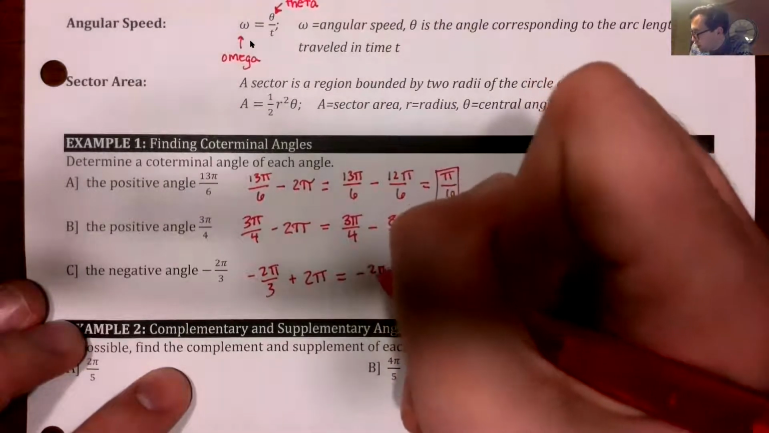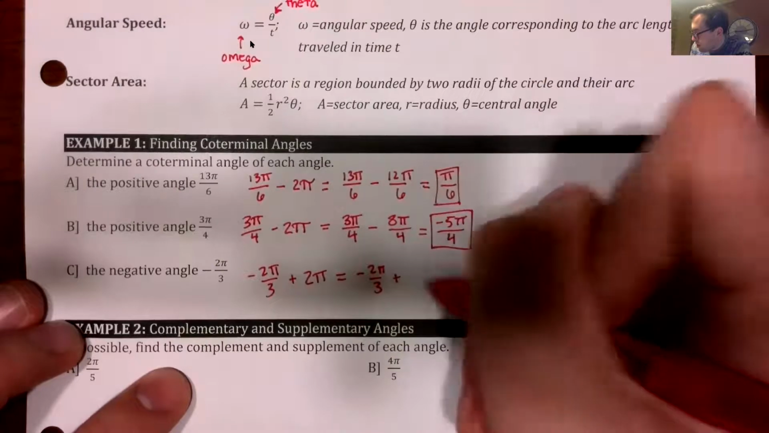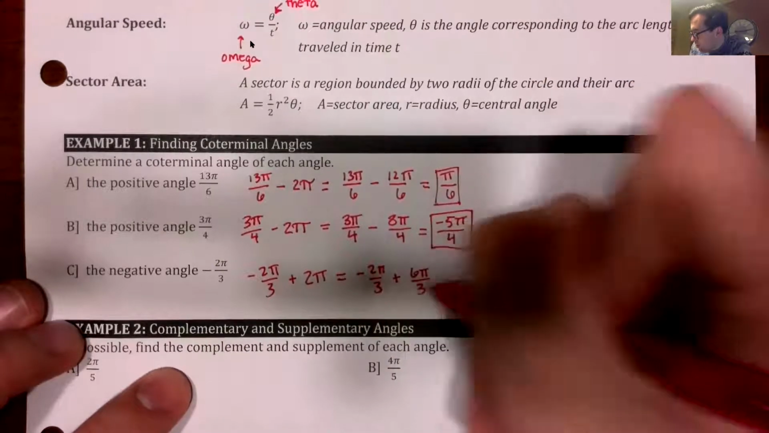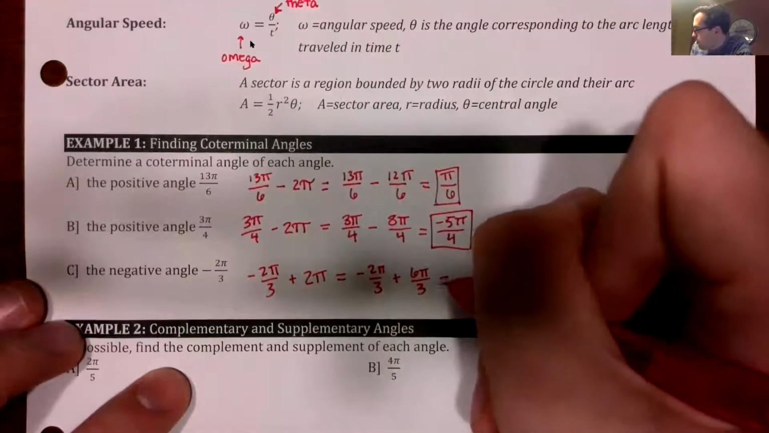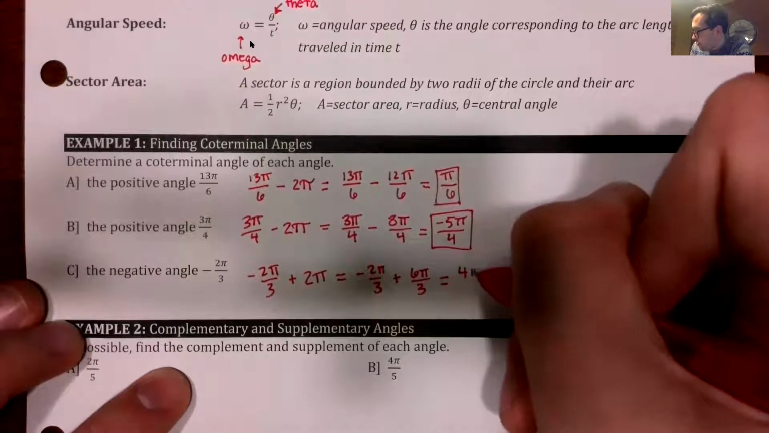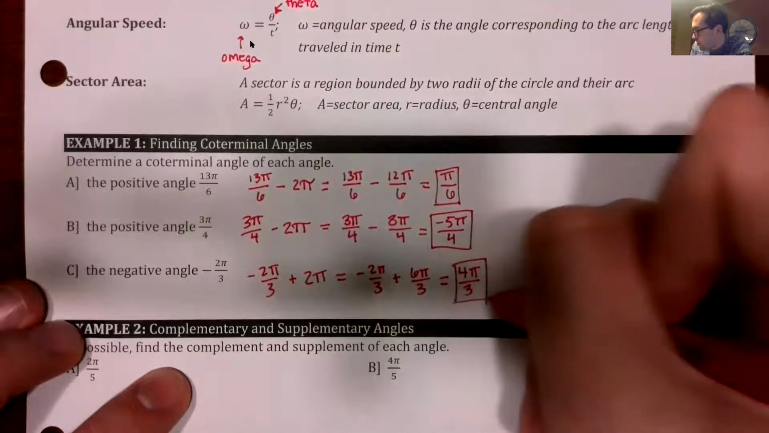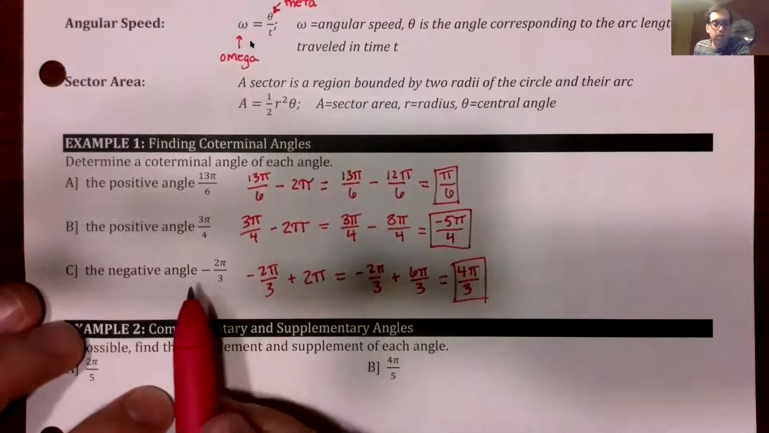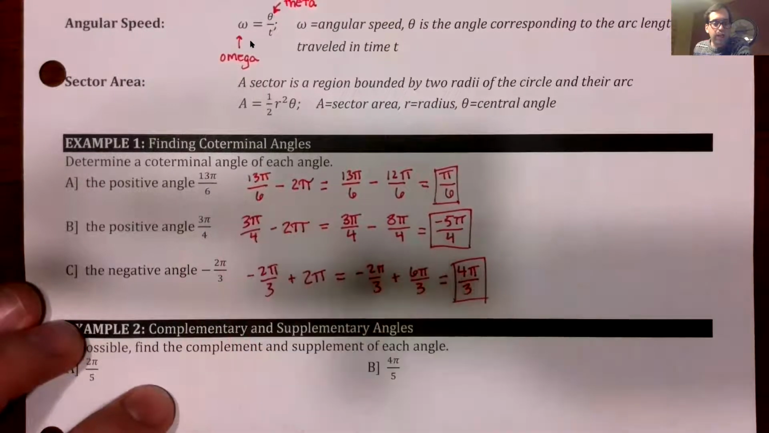And let's see what we got here. We got negative 2 pi over 3 plus 6 pi over 3 when we find the common denominator. And that's going to give me 4 pi over 3. All right, so those are all coterminal angles with the original that's corresponding in each row.